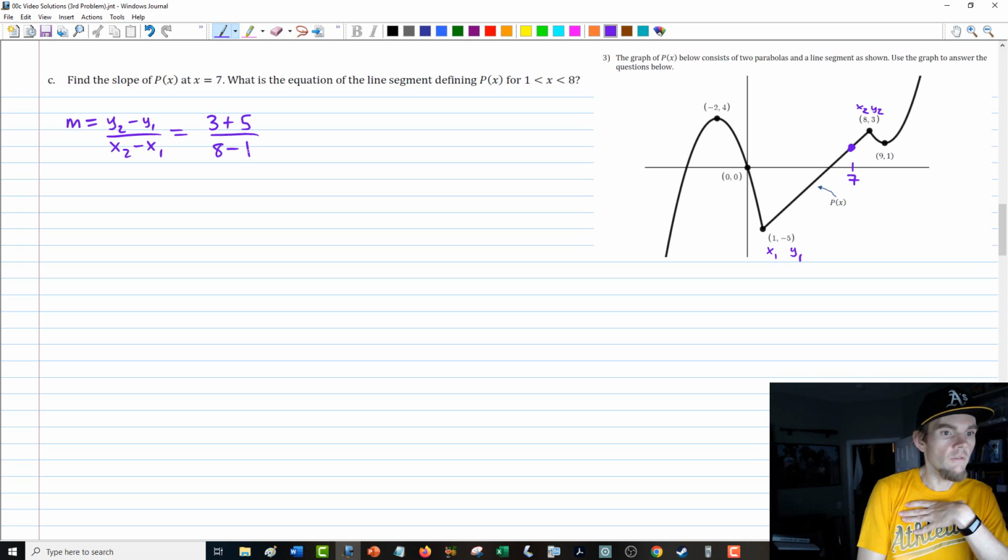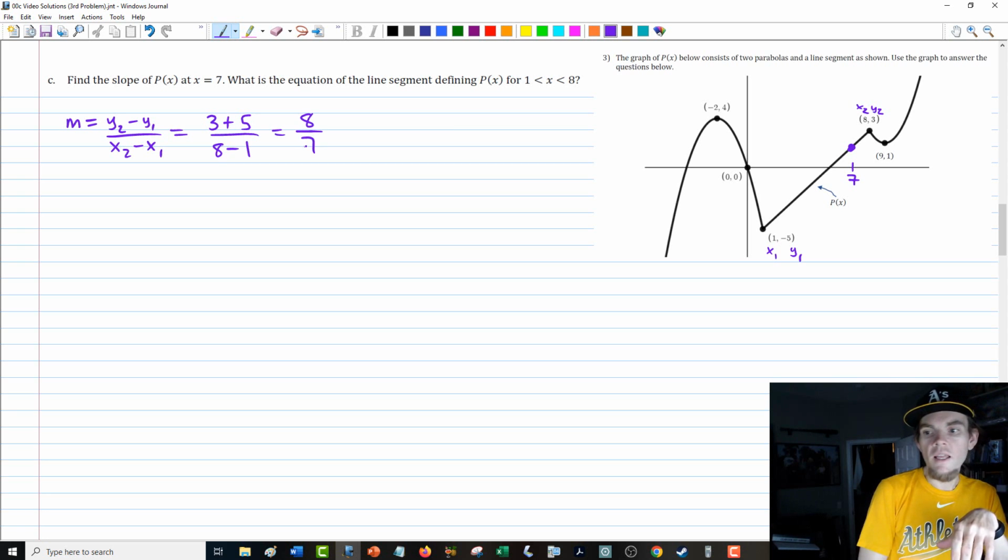Yeah, negative 5 and 1. There we go. Negative 5 and 1, and then on the other one, we have 3 and 8. So those are the corresponding points, y coordinate, x coordinate. Good stuff. So from here, we've got the slope if we simplify this.